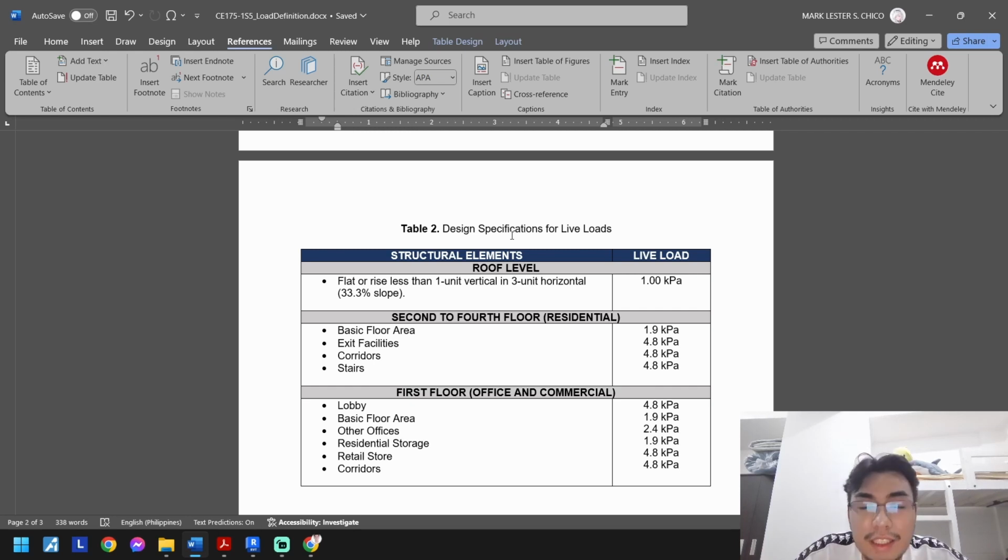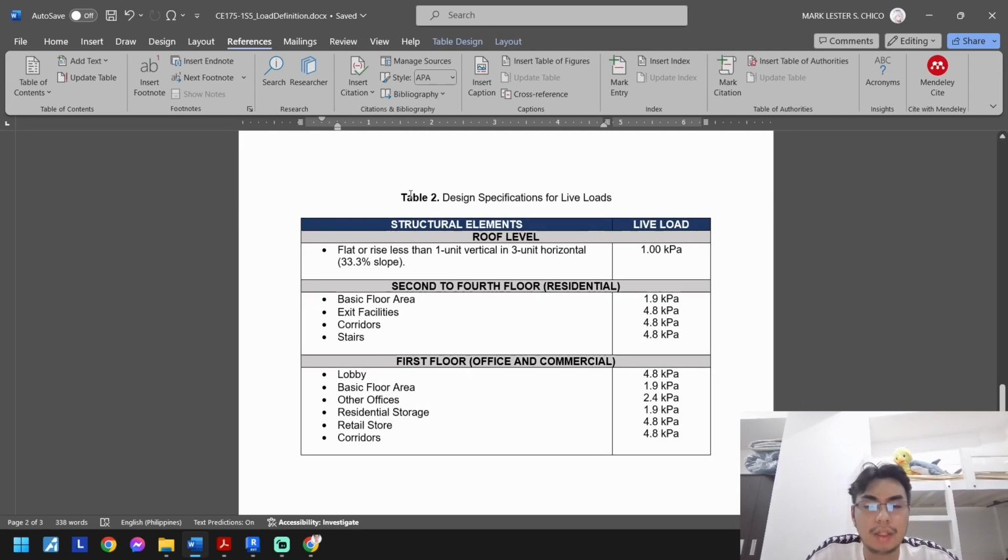For the first floor, it consists of the office and the commercial. For the lobby, it is 4.8 kPa. Basic floor area, 1.9 kPa. Other offices is 2.4 kPa. Residential storage is 1.9 kPa. For the commercial retail store, it is 4.8 kPa. And for the corridors, 4.8 kPa.